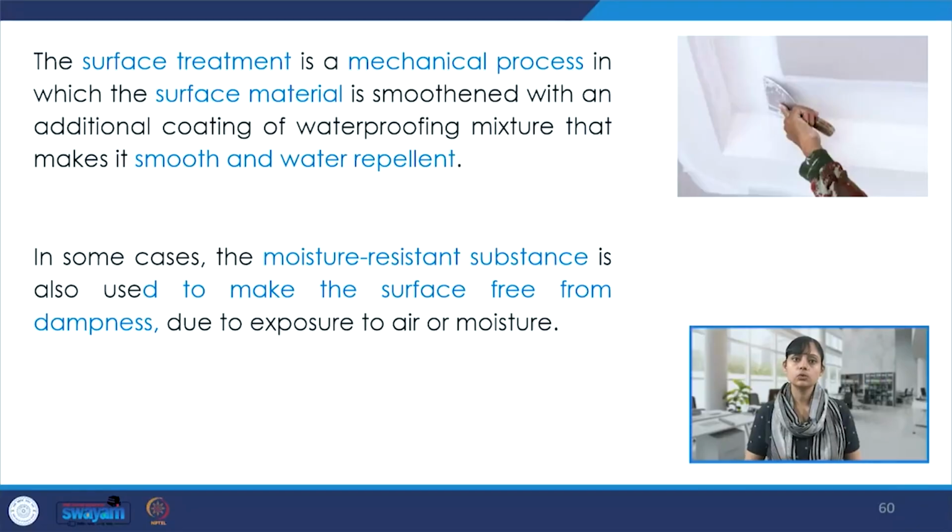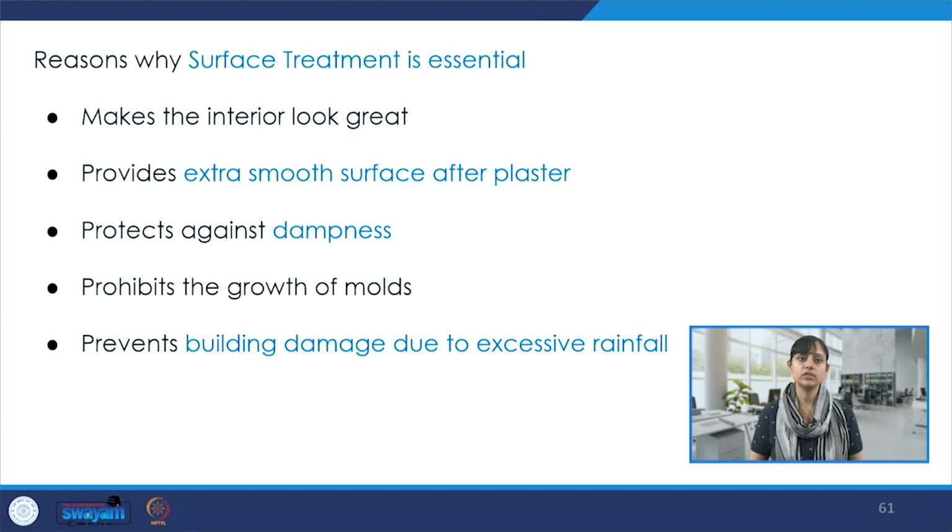Some surface treatments that we can just try to understand briefly. So it's basically a mechanical process when we talk about surface treatment, in which the surface material is smoothened with a sort of an additional coating that makes it smooth, water repellent, and sometimes other kinds of attributes that can be achieved. In some cases, the moisture resistant substance is also used to make the surface free from dampness. So we can consider all of these and then accordingly have a surface treatment designed and implemented.